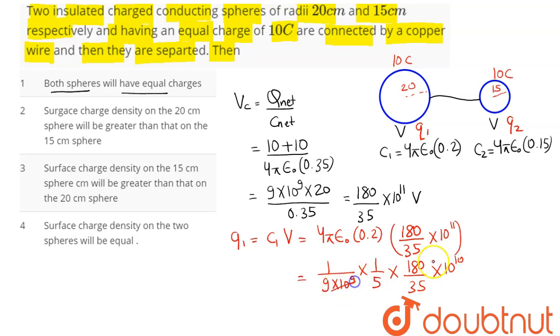So the powers of 10 cancel, with a 10 remaining. Now 9 cancels with 20 by 2, and 5 cancels by 2. So we get 40 by 35, which can be written as 5 into 8 over 5 into 7, that is 8 by 7 coulomb. So both spheres will not have equal charges. The first sphere will have something like 1 point something, and the remaining 18 point something charge will be on the second sphere.